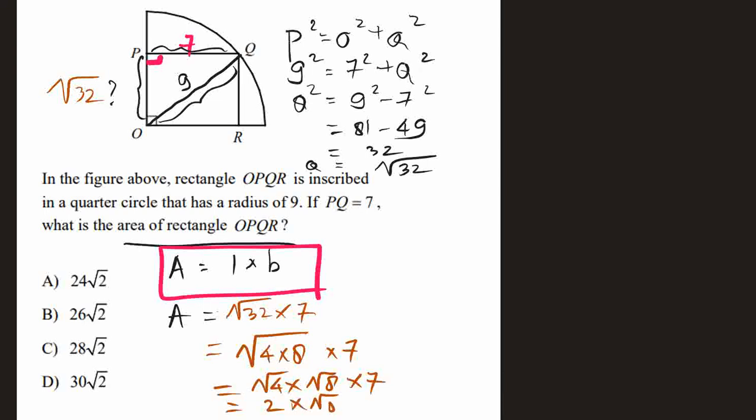Times square root of 8 times 7. So 2 times 7 is 14. Square root of 8 again. We can break square root of 8.